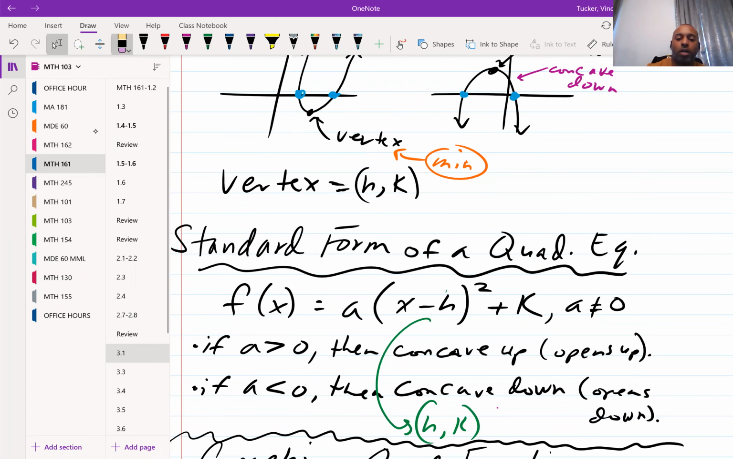Also notice the coordinates of our vertex are (h, k), but we have a minus h right here. So you'll always use the opposite sign of h, but you use the regular sign of k. You'll see that when we actually do an example, because we have this minus sign right here, you use the opposite sign of h, but for k, you use the regular sign.